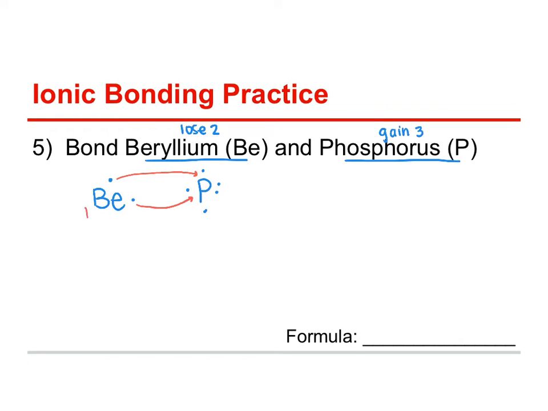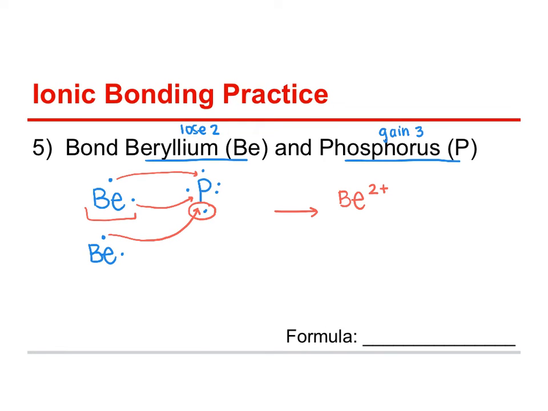And at this point, this beryllium here is happy. It's lost both of its electrons. So it's now a 2+. But my phosphorus is not happy. It has 1 spot left. So I need to add either another beryllium or another phosphorus that can give it electrons. So since beryllium is the one giving away electrons, I'm going to add another beryllium and give that electron to this empty spot here.